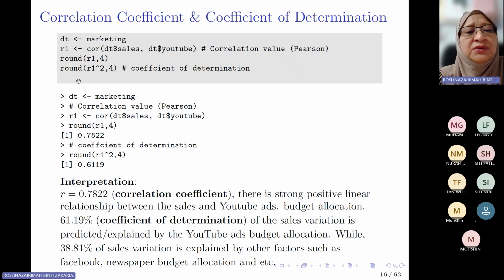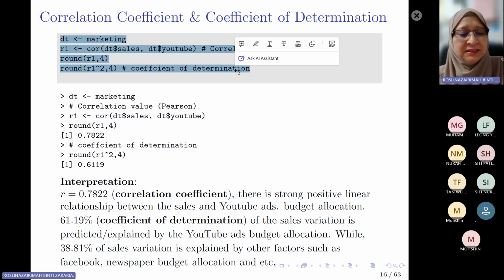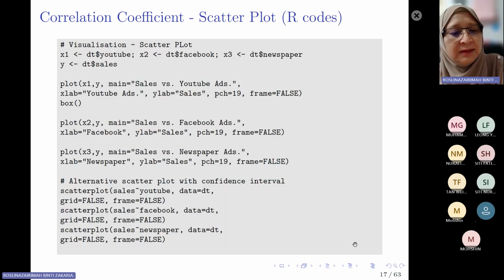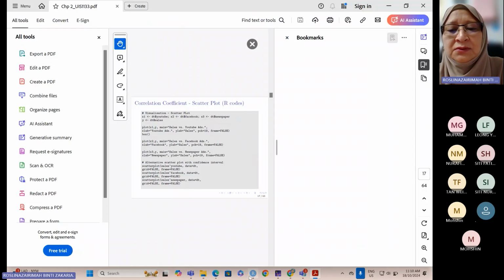Okay, now we are going to use R to calculate our correlation. So just now we have seen this function cor. You want to find the correlation value between sales and YouTube, between these two variables. This is Pearson correlation. Have you heard about Pearson? The person who first introduced the correlation concept to the world. Okay, so if we copy this, and then go to R.